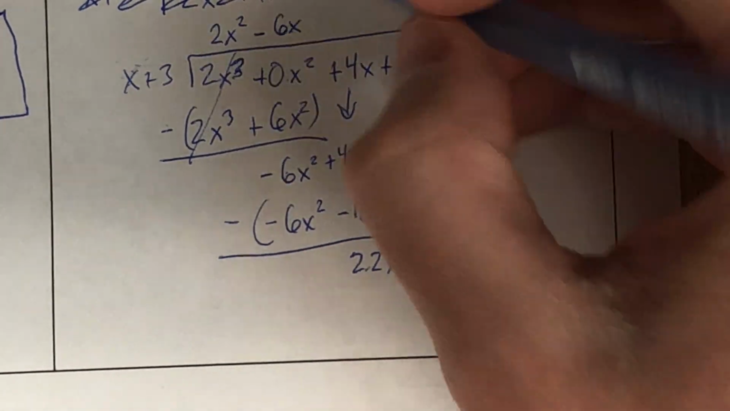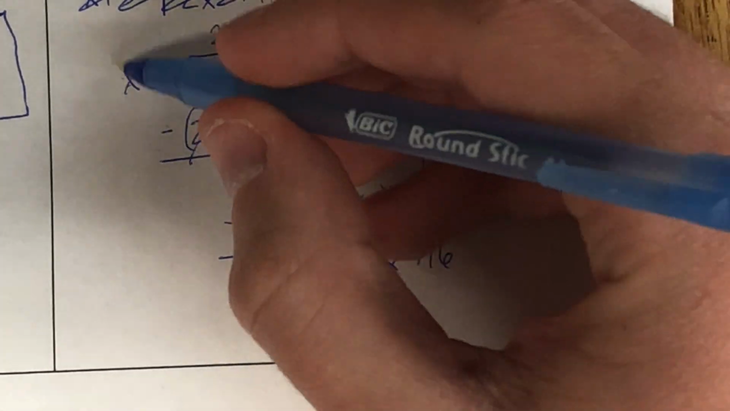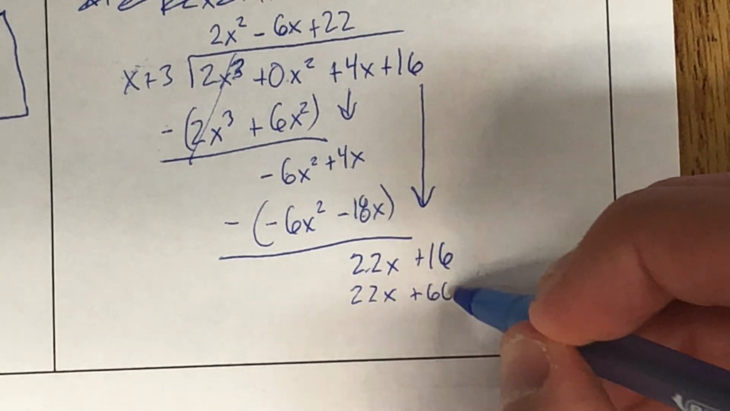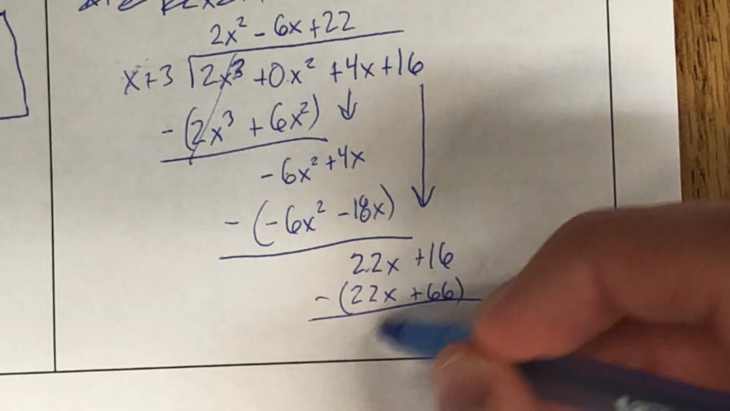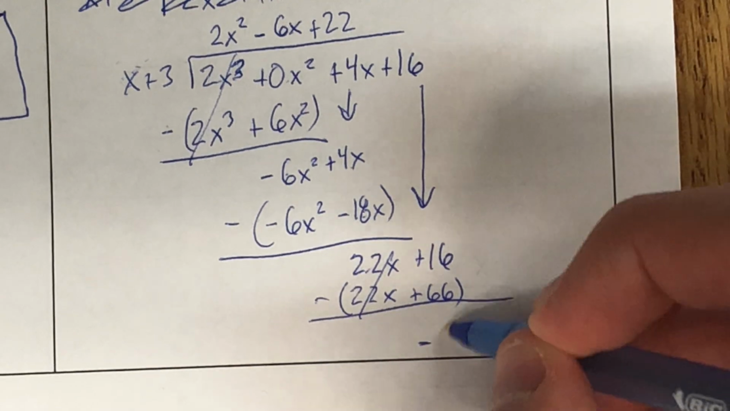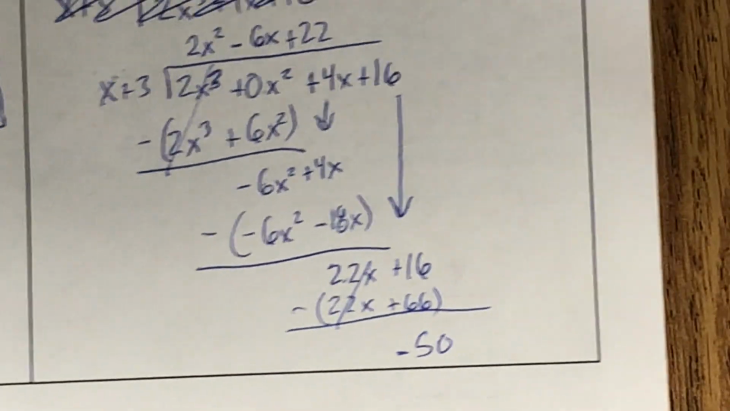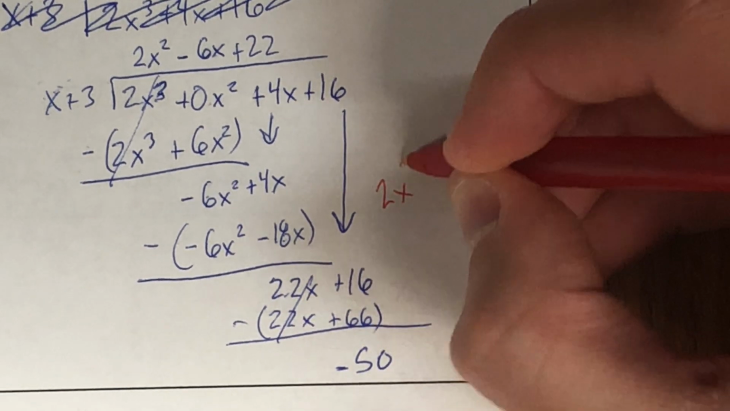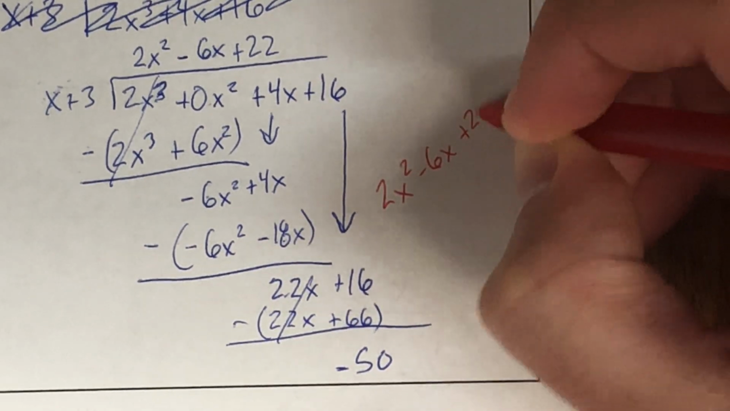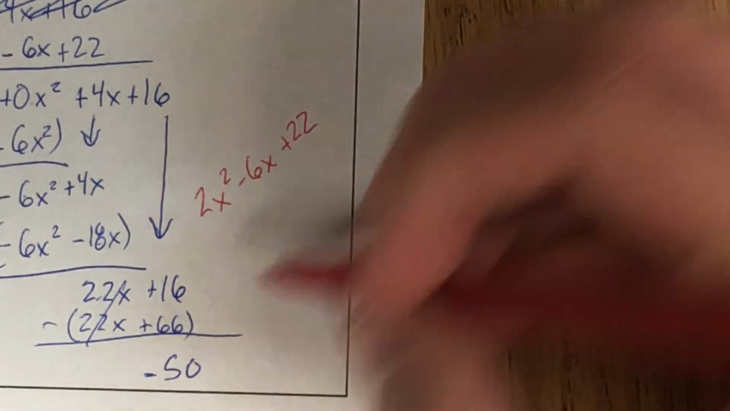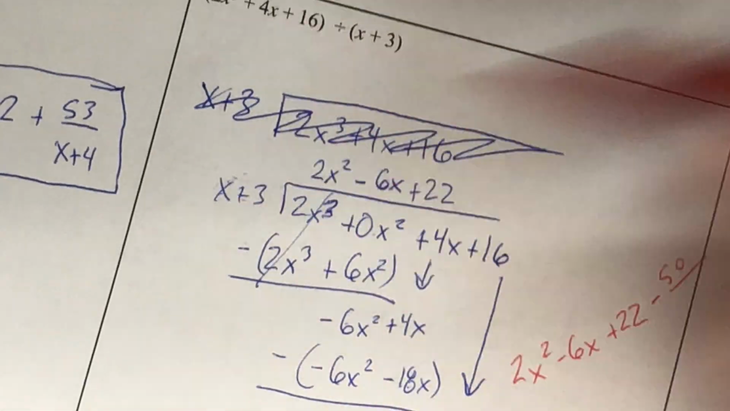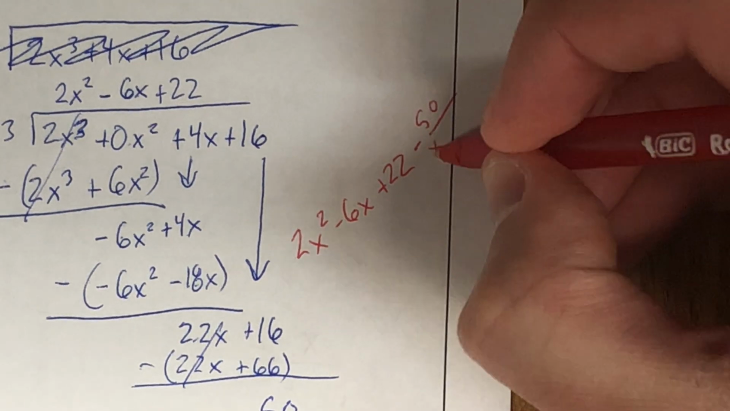X times 22 will give me 22x. 22 times 3 will give me 66. Subtract. Cancel. 16 minus 66 is negative 50. So our final solution would be 2x squared minus 6x plus 22 minus 50 over x plus 3.